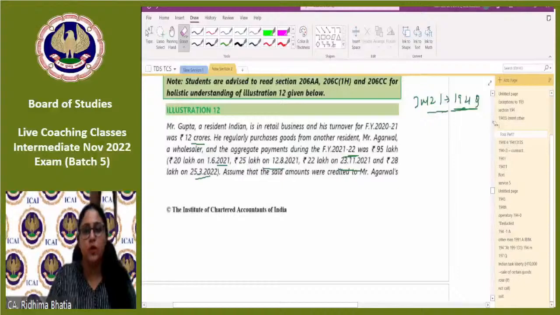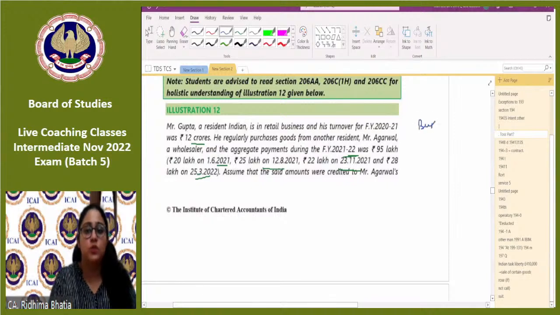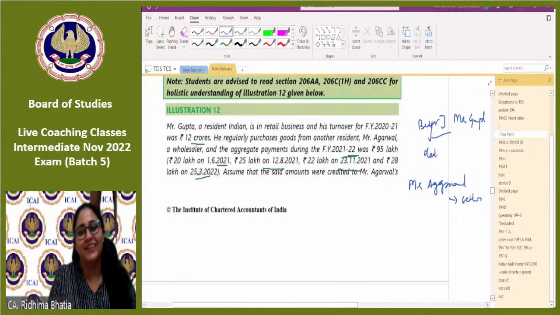Okay. So now on this, let's do this. अब यहाँ पे buyer का turnover, who is Mr. Gupta? Mr. Gupta is the buyer. And who is the seller? Mr. Agarwal is the seller. पहले तो ये identify कर लेना question में, नहीं तो confusion हो जाएगा. Okay. Buyer का turnover more than 10 crore है. The moment buyer का turnover is more than 10 crore, you do not have to see the seller part. As simple. You have to deduct TDS.